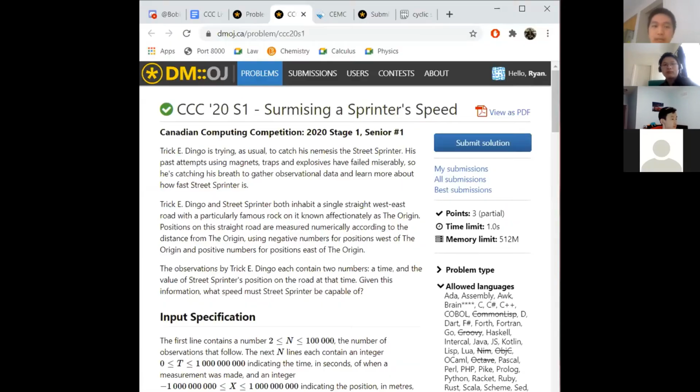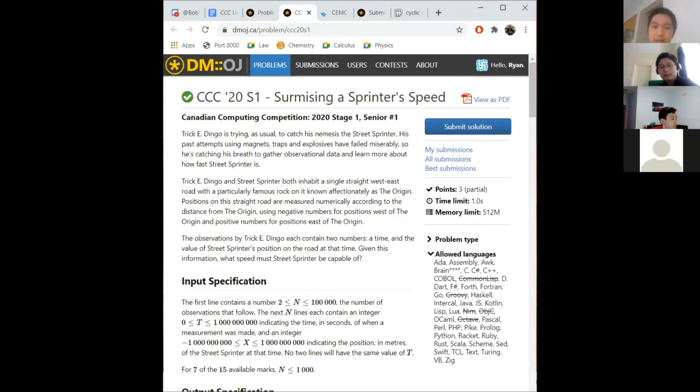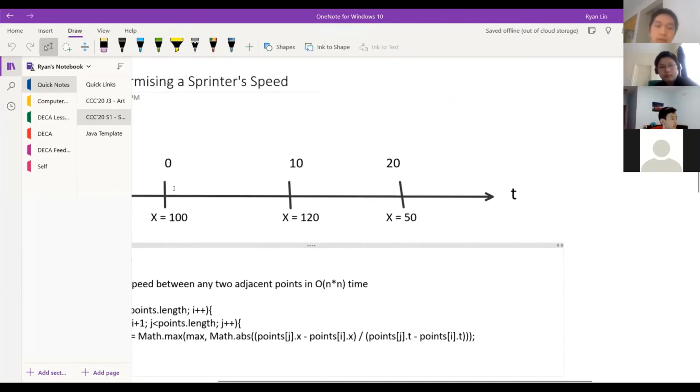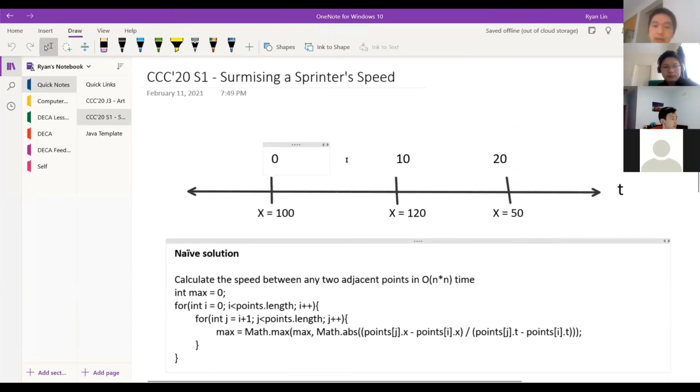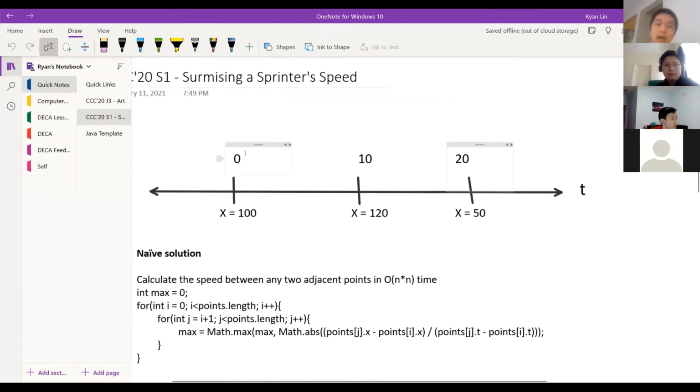Well, let's look at how we can solve this problem. Well, I already mentioned the number line, and that should come to mind pretty easily. Let's take a look at the solution. So let's plot it out on a number line. Here, the axis is t, so this is time, right? So at time 0, I asked the street sprinter, where are you at? Well, street sprinter is at 100. At t equals 10, so at 10 seconds, he's at 120 meters. And at 20 seconds, he's at 50 meters, right?